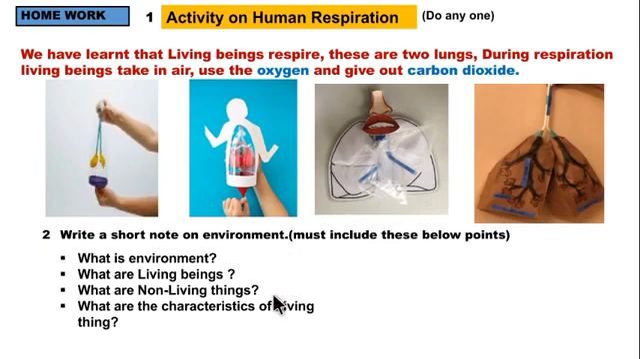And the second one is write a short note on environment. You should include these points: what is environment, living beings, non-living things, and the characteristics of living things. You have to write a short note, up to only one page is enough.